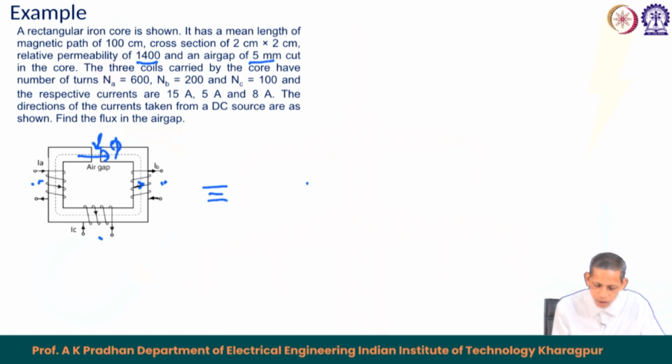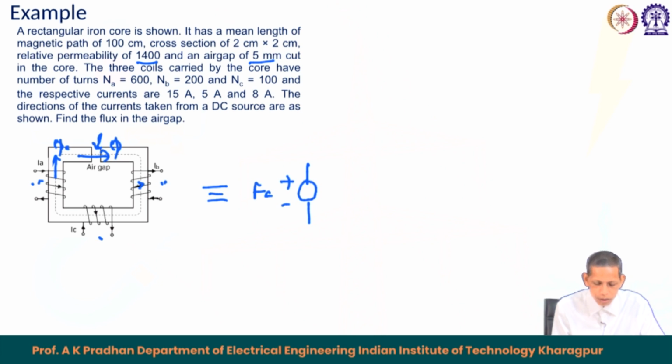So, first one, let the plus minus, if we take this one, the current is entering and the corresponding flux is in this direction, contributed by the first one, phi A. So, we say this to be this. Therefore, mmf here is F A in this one.